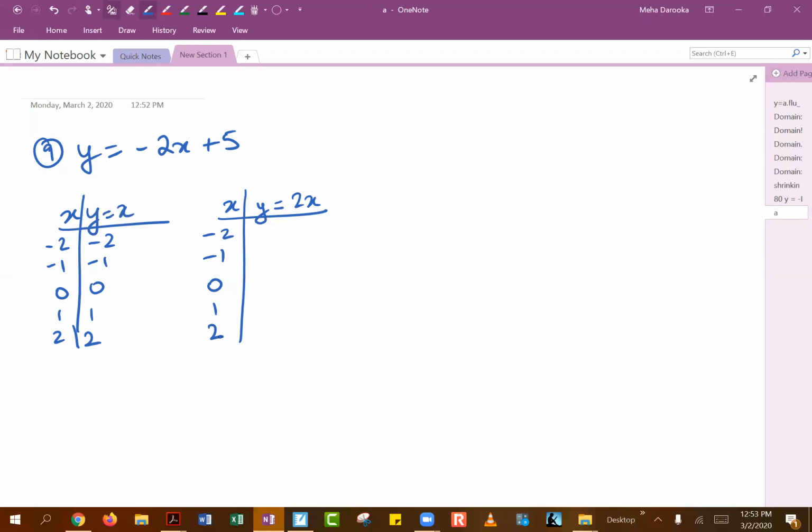So this one actually multiplies every x value by 2 since you're doing 2x. So you'll get negative 2 times 2. So that will be negative 4. Negative 1 times 2. 0 times 2, of course, will be 0. And then 1 times 2. And then 2 times 2. So each y value will basically be multiplied by 2.